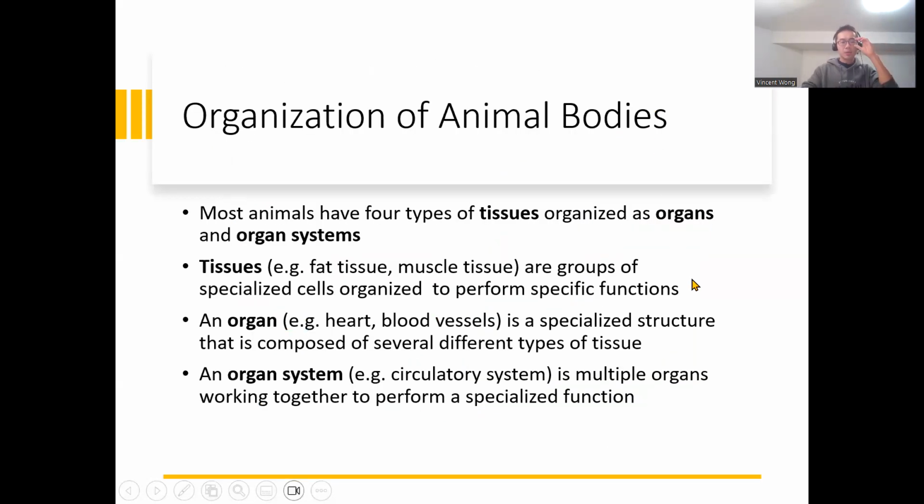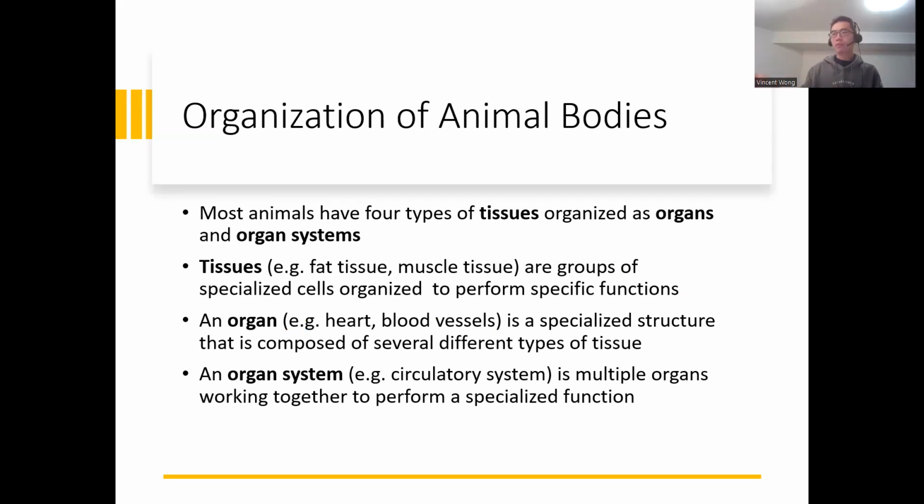So most animals, including humans, okay, have 4 types of tissues, and these tissues organize to become the organs in the organ system. Examples of tissues include things like fat tissue, muscle tissue, and we'll learn a bunch more throughout the lesson. But in general, these tissues are groups of specialized cells that come together to perform a specific function.